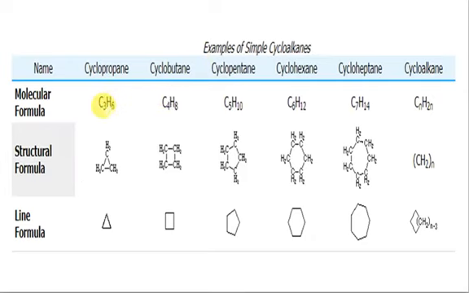So we have examples of cycloalkanes. We have cyclopropane, its molecular formula, and you can see the structural formula here, and this is the line formula. Similarly, we have cyclobutane, cyclopentane, cyclohexane, cycloheptane, and this is the general presentation of cycloalkanes. From the molecular formula we cannot say anything about the structure of the molecule, but the structural formula gives a clear indication that all carbons have single bonds, and we have 2 hydrogens here, 2 hydrogens here, and 2 hydrogens here.